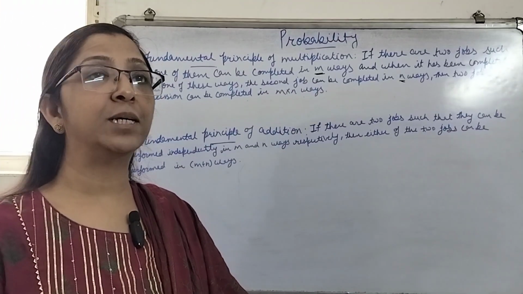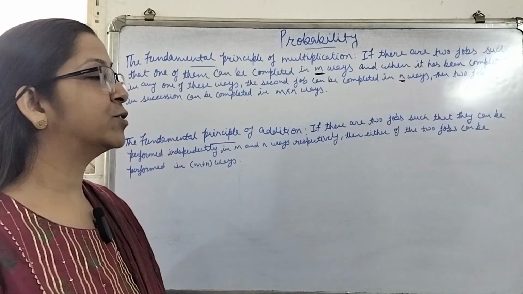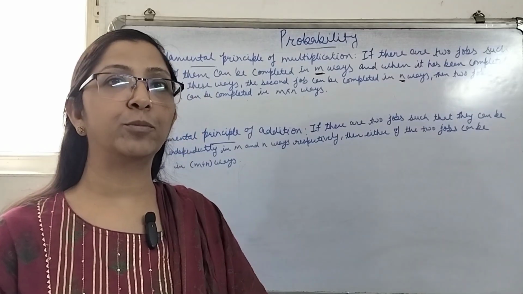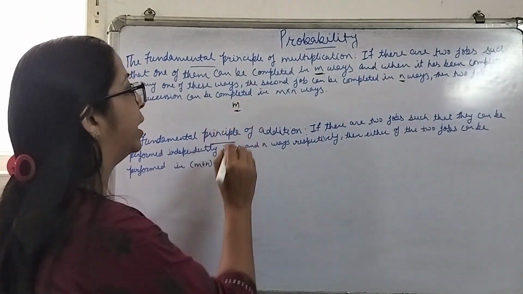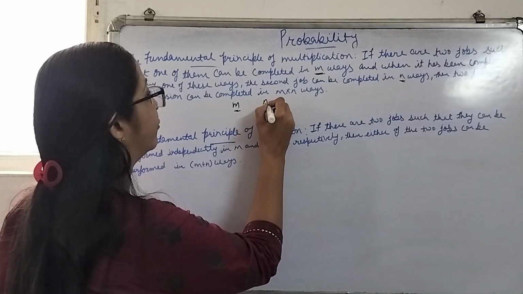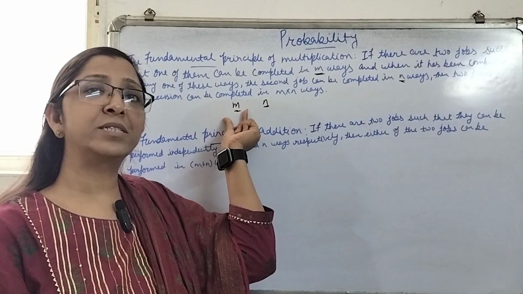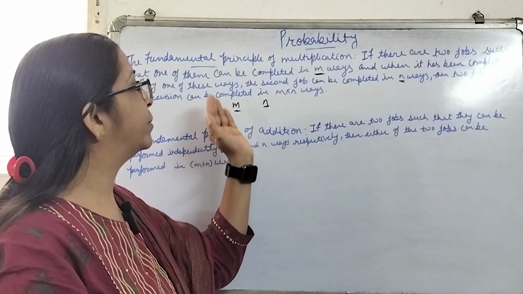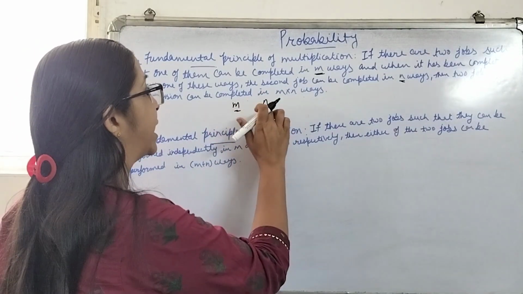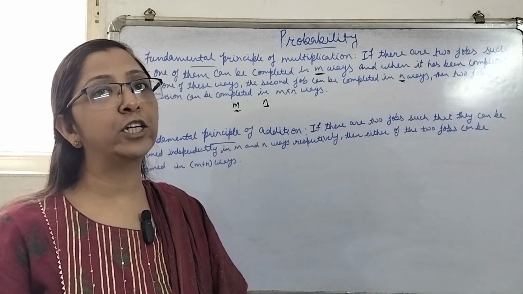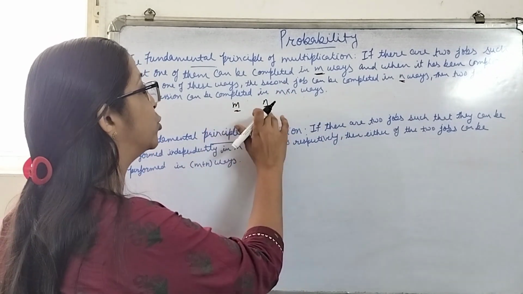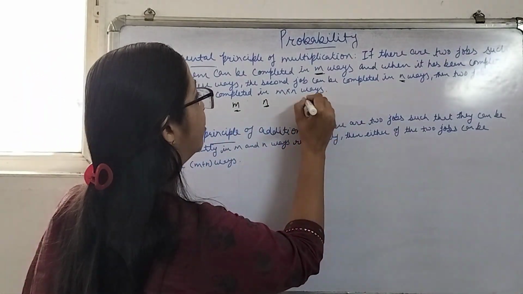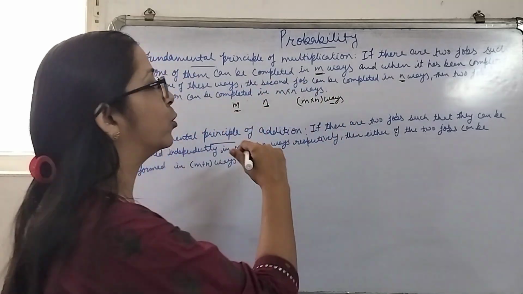Now let's see what is the fundamental principle of multiplication and what is the fundamental principle of addition. Suppose there are 2 jobs. One of the jobs could be done in any of the m ways and another job could be done in any of the n ways. Once the first job is done by any of the m ways, then we will be doing the second job, and out of these n ways, the second job could be done by any of the ways. Now if we do these 2 jobs in succession, meaning one after the other, there will be a total of m into n ways by which we can complete the whole work.